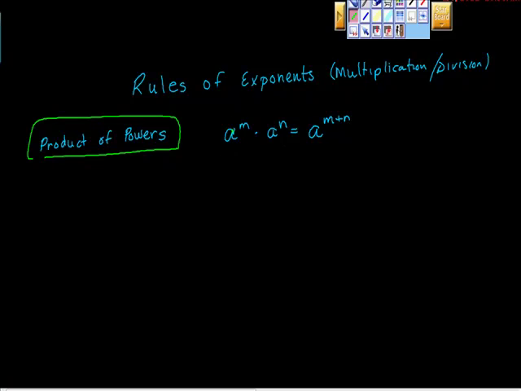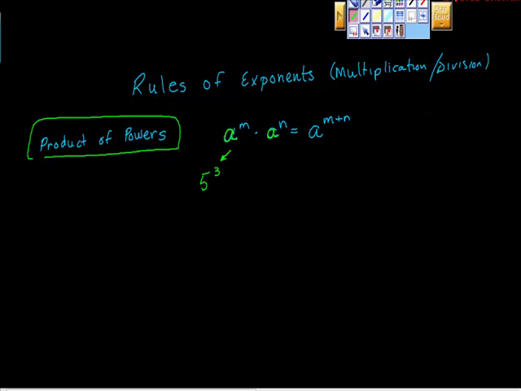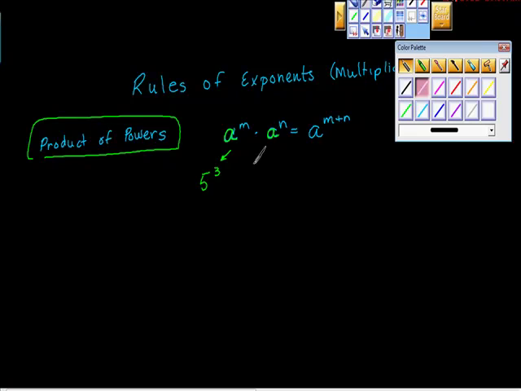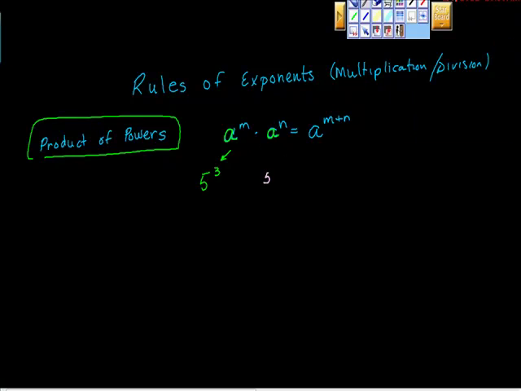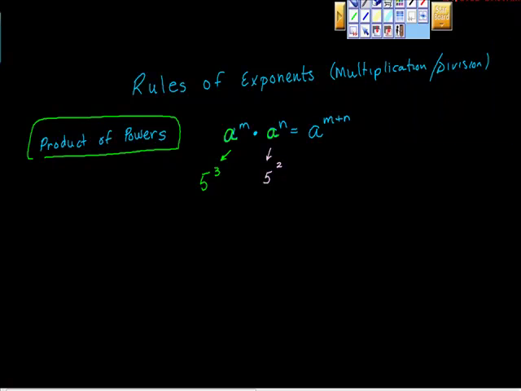What has to be true about this a here and this a here? It's really important. They have to be the same number. So look how that might work. So we have 5 to the third power, and let that be that. And we have maybe 5 to the second power, and let that be that. And let this multiplication sign right here be this multiplication sign right here. Alright? And see if that doesn't work.